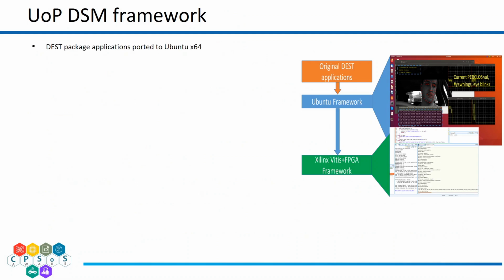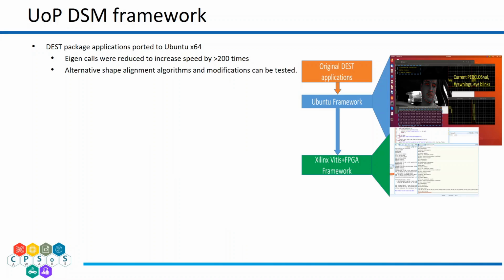The development of the DSM module started by porting the DEST suite of applications to an Ubuntu x64 environment, optimizing the software in terms of speed. More specifically, time-consuming Eigen calls were replaced by fast C implementations, with a speed increase of approximately 240 times. Alternative shape alignment algorithms and modifications can be easily tested since the compilation and deployment of the application is fast. The results can be directly displayed on screen for easier debugging.